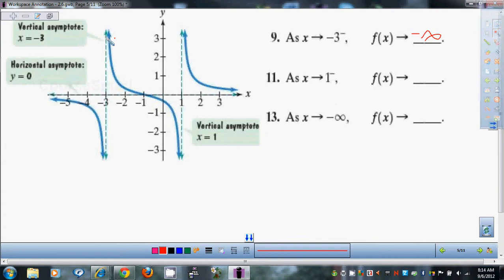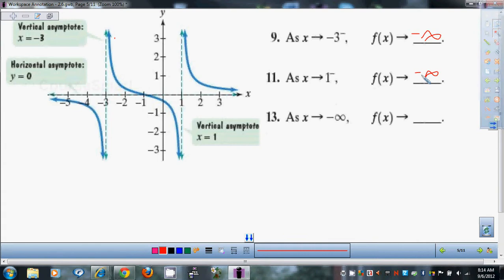That little minus means from the left. A little plus sign would mean from the right. Positive 1 from the left-hand side, where's it going? Negative infinity again. They didn't give us any positives on this slide, but an example of a positive would have been like positive 1 from the right-hand side would have been positive infinity.